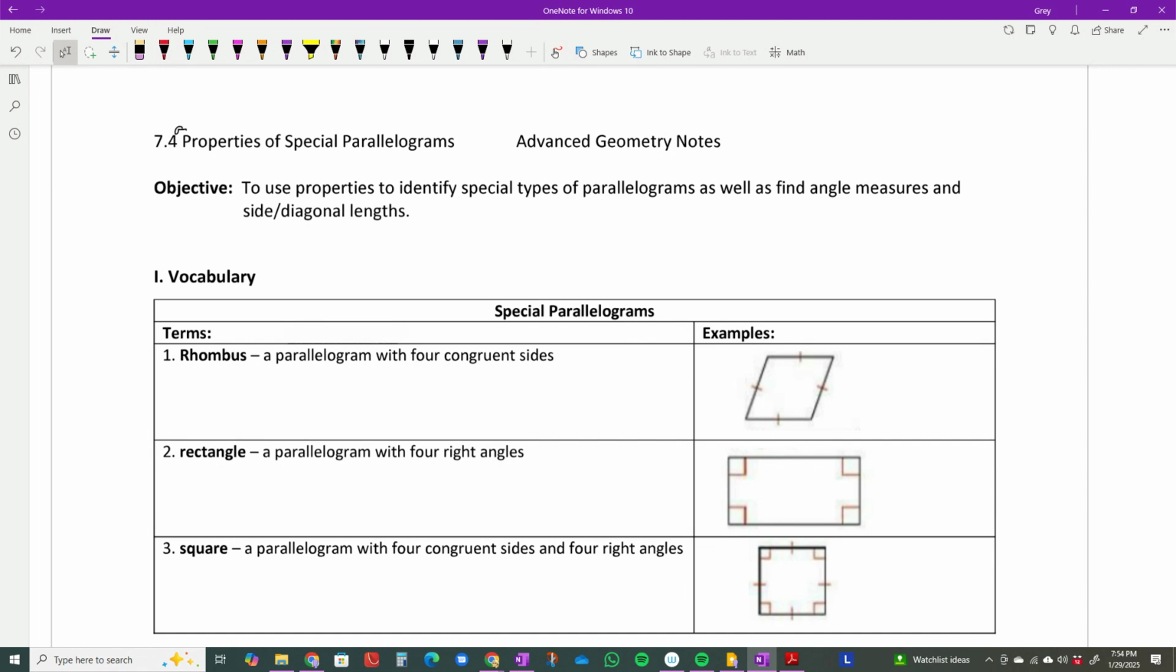So first and foremost, we're talking about special parallelograms. The first one we have is a rhombus. Before I go on, these terms I'm about to give you are the definitions of them. Just like the definition of a parallelogram, a quadrilateral with both pairs of opposite sides parallel. A rhombus is a parallelogram with four congruent sides. A rectangle is a parallelogram with four right angles. And a square is a parallelogram with four congruent sides and four right angles. So in other words, yes, a square is a rhombus and a rectangle.